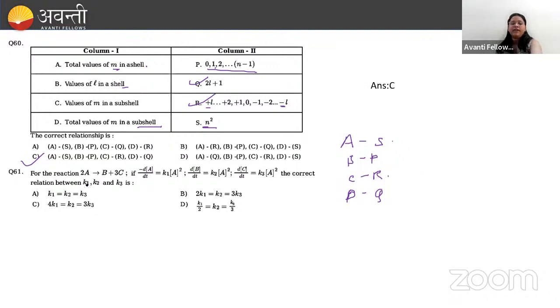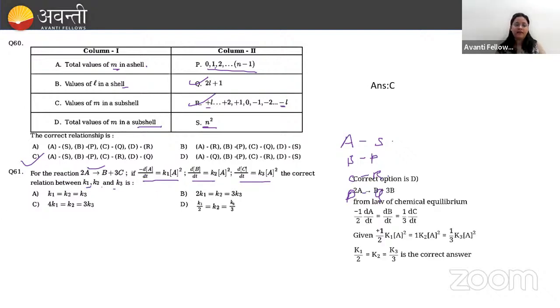Next problem, for a given reaction, 2A gives B plus 3C, we have been given the rate of dA by dt, dB by dt, and dC by dt. We need to calculate K1, K2, and K3. So here, see the answer. I have written the solution of the question. Here you can see what is happening. When we apply the law of chemical equilibrium to this, the change in the concentration of A will be equal to the change in the concentration of B and C with respect to their number of moles present in the given equation.